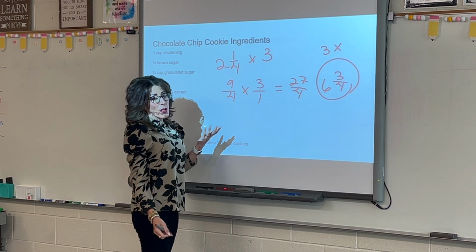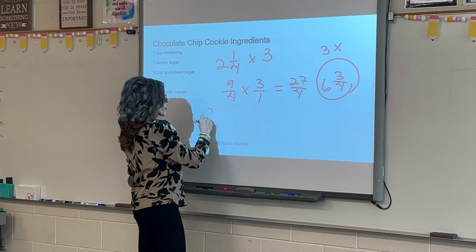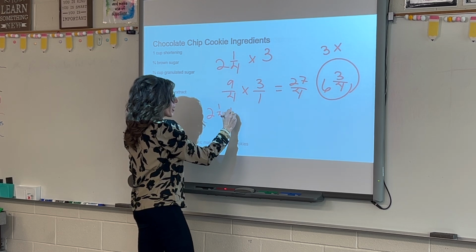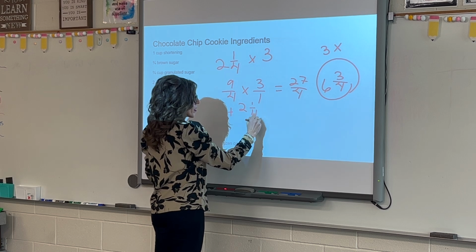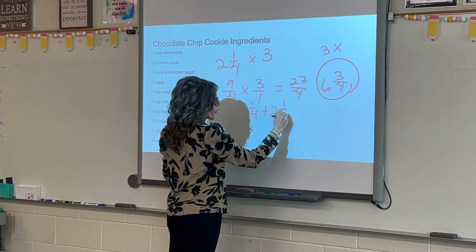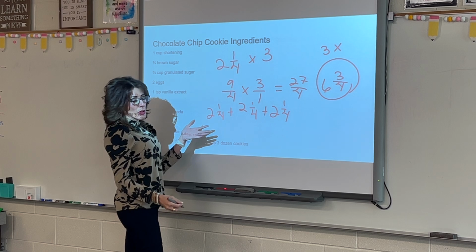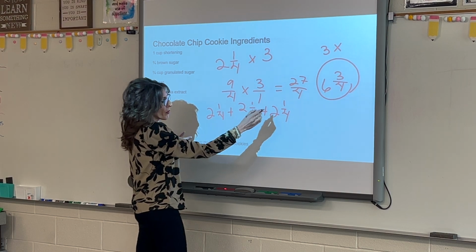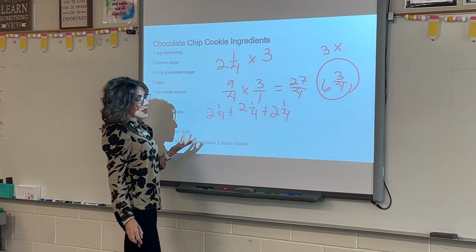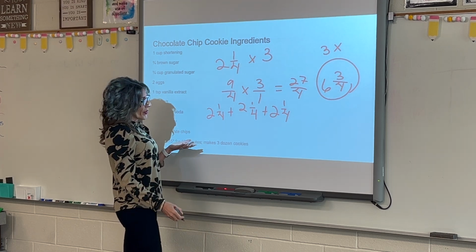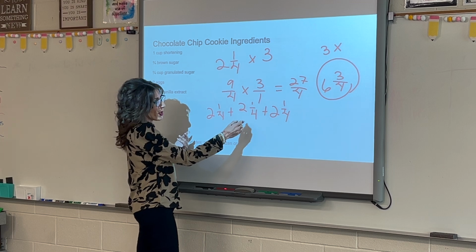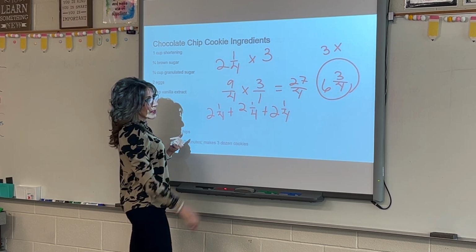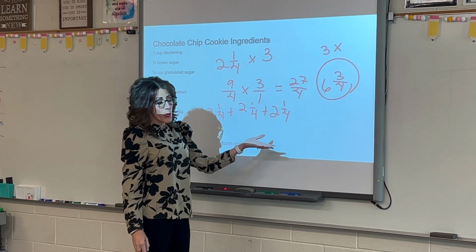If I do it in my head, sometimes at home, I just go 2 1/4 plus 2 1/4 plus 2 1/4. And I'm going to add my whole numbers. So I have 2, 4, 6, and then 1/4, 1/4, and 1/4 gives me 3/4. So I can double check my math and see if I did it right. So 2 plus 2 is 4, plus 2 is 6, and then 6 3/4. I got the same answer either way.